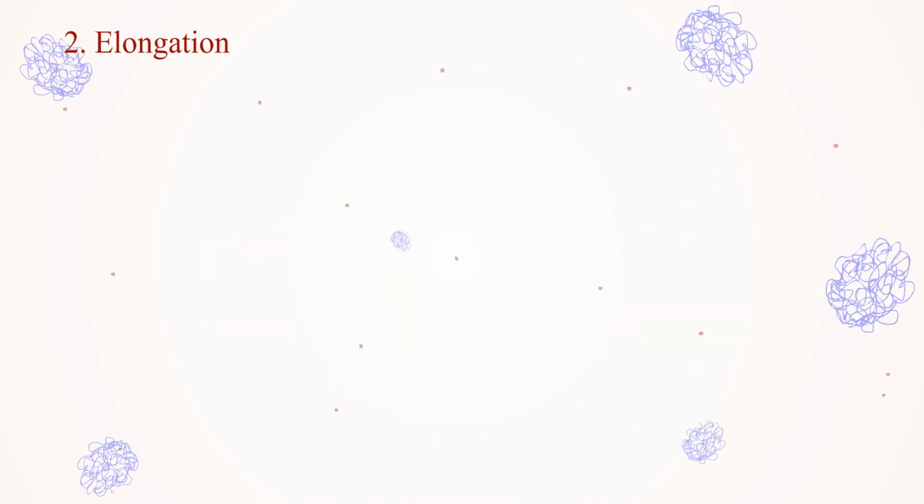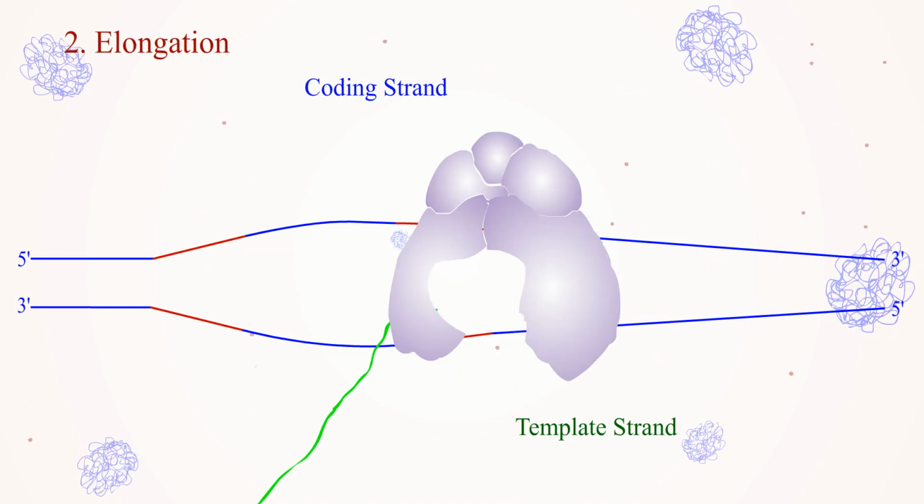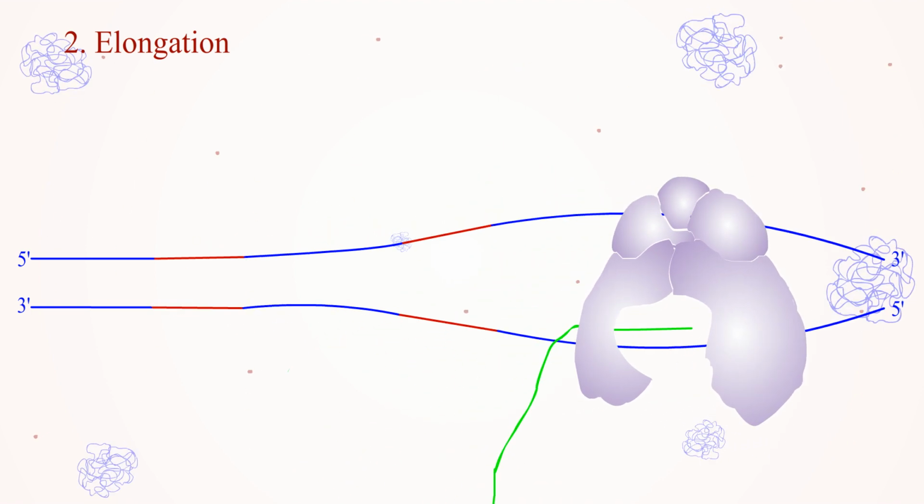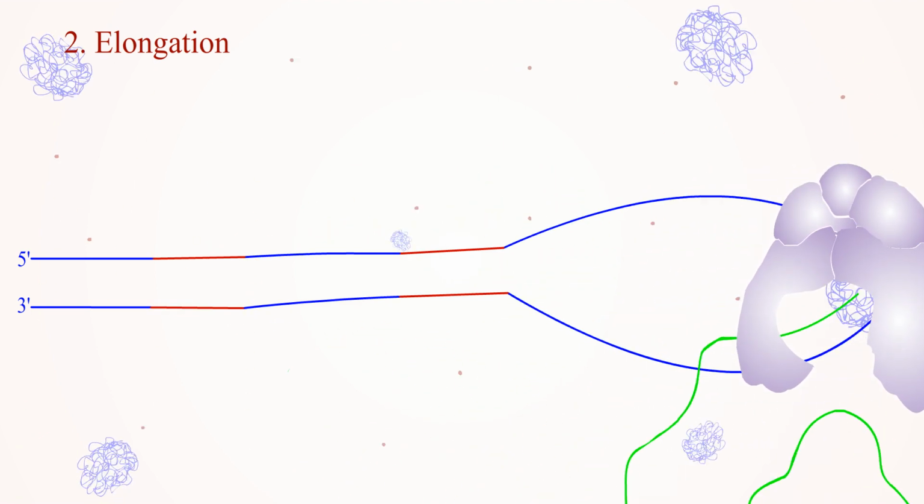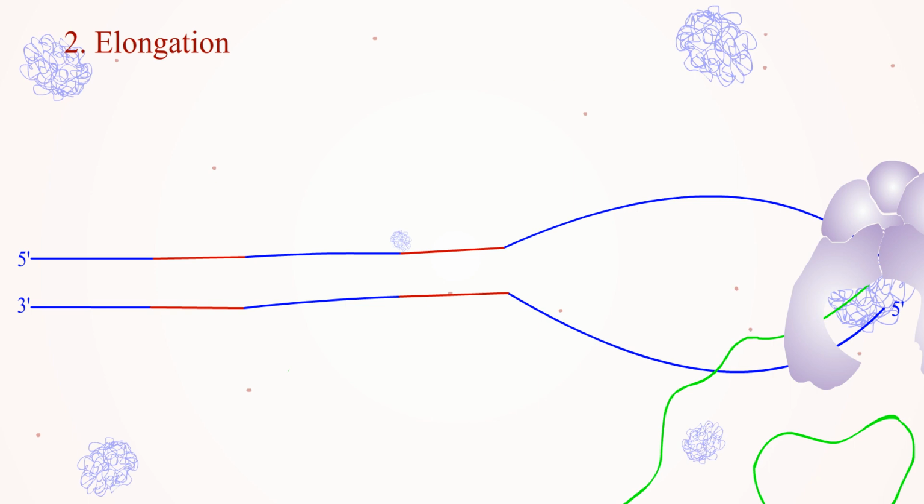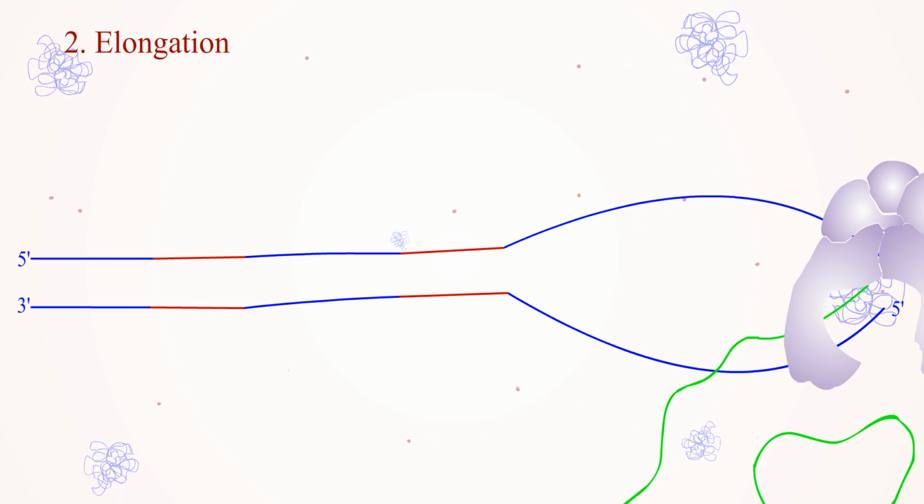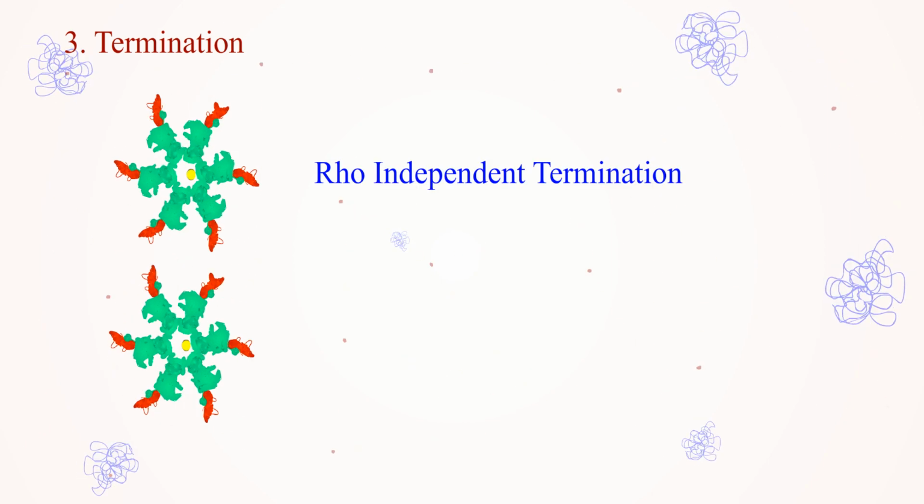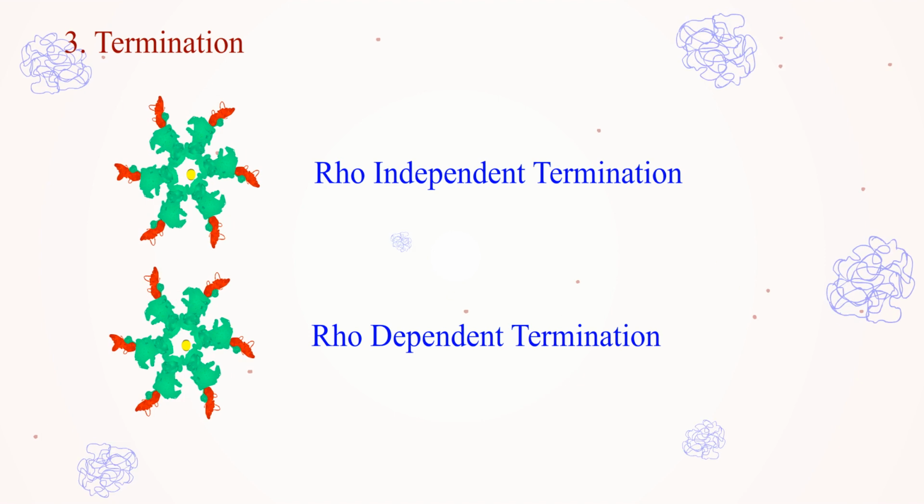2. Elongation. The dissociation of the sigma subunit will allow the core RNA polymerase to move along the DNA template strand and synthesize mRNA in the 5' to 3' direction. 3. Termination. The termination of transcription will occur through two different mechanisms. The first one is Rho-independent, and the second one is Rho-dependent.